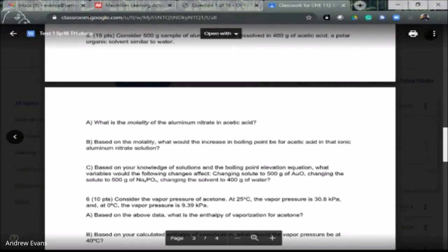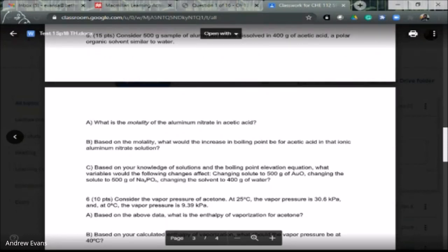Oh, that crap. They wanted boiling point elevation. So that would have changed how I did this. Only that instead of negative I, you would have had positive I. Instead of that, you would have boiling, the other number. So that's wrong, but right idea. Same general process that you do with one. Based on your knowledge of solutions and boiling point elevation, what variables would the following change affect?